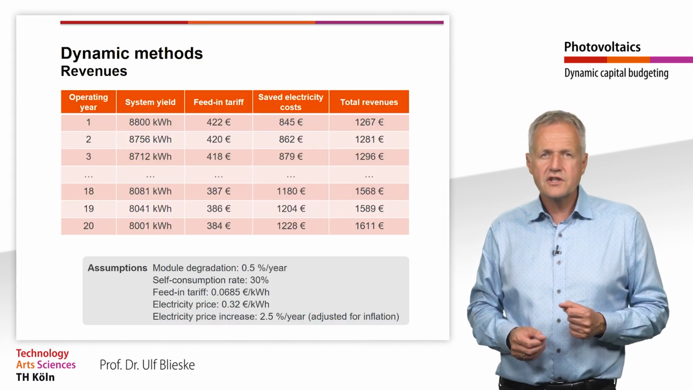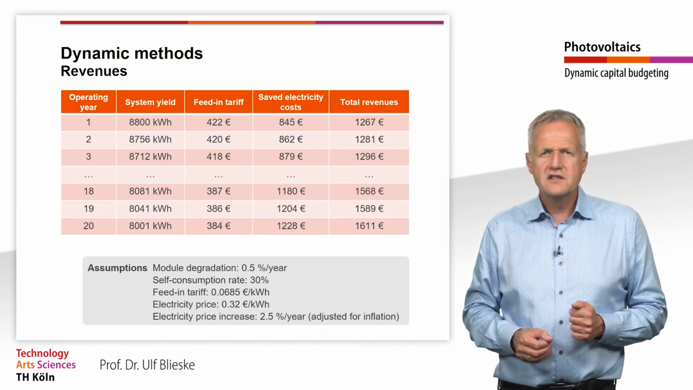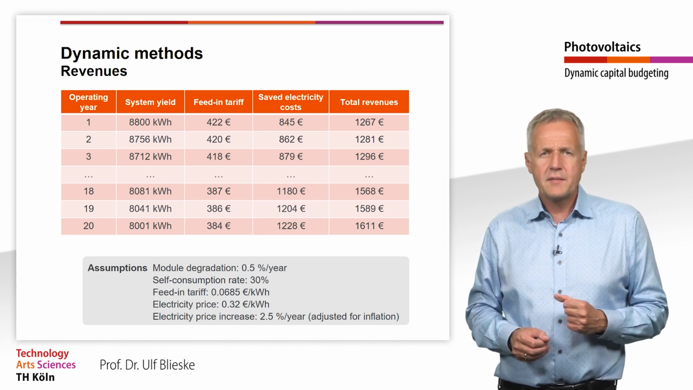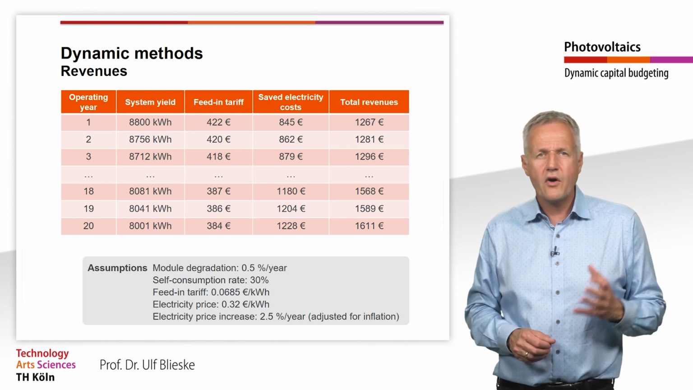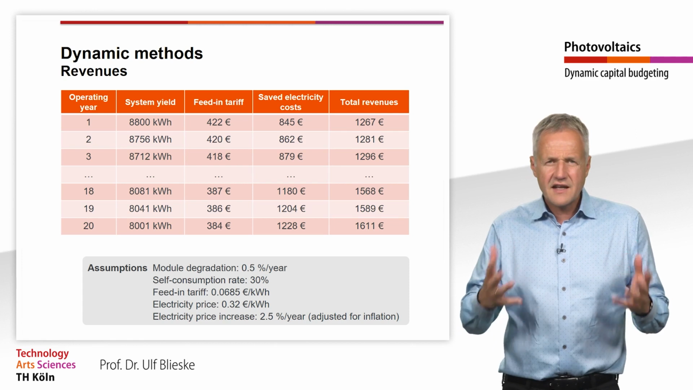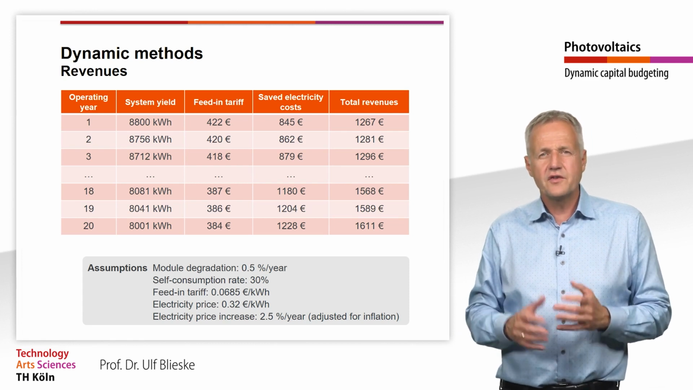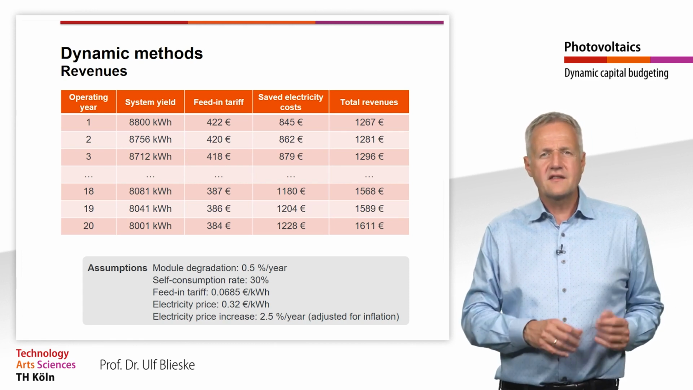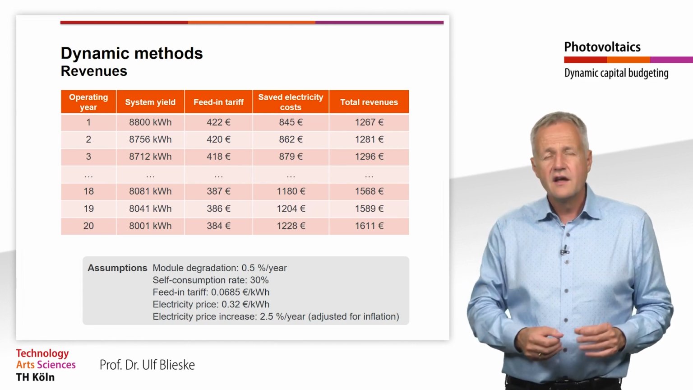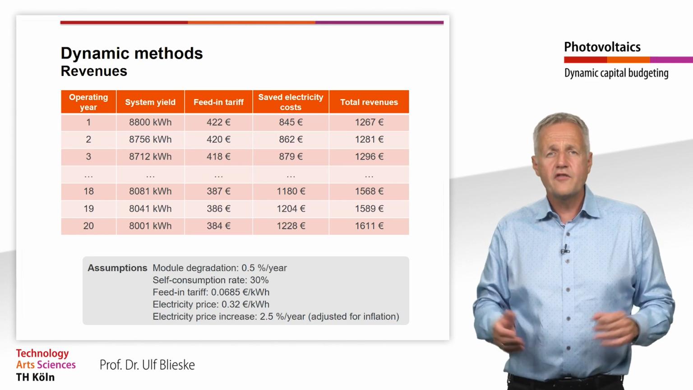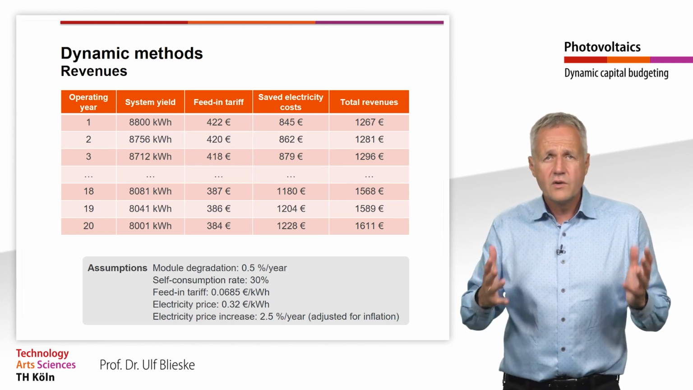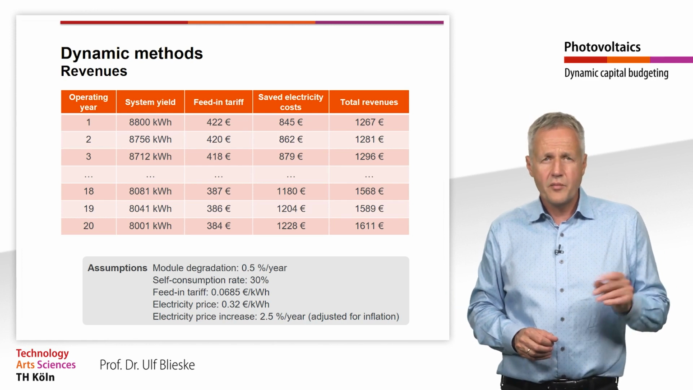In the first teaching unit, I already mentioned that, in addition to the static payback period, there are also dynamic methods that allow a somewhat more accurate assessment of the profitability. These dynamic methods are characterized on the one hand by the fact that the income and expenses are considered individually for each year, and on the other hand, the value of money at the time of payment is taken into account. We'll discuss this in more detail in a moment.